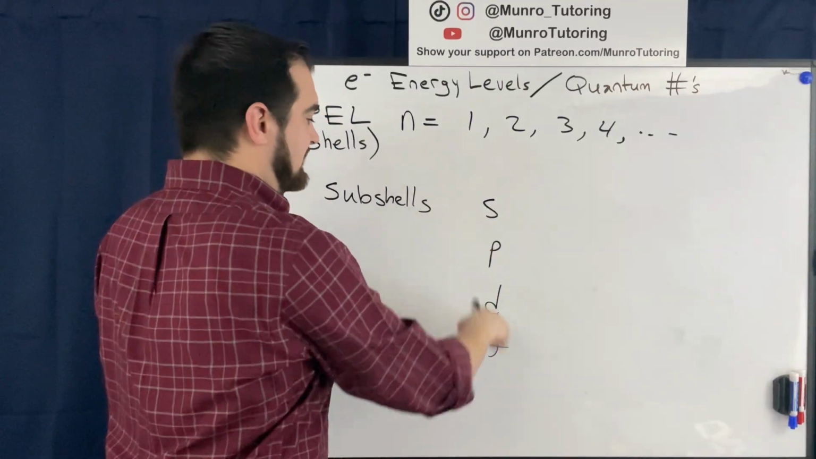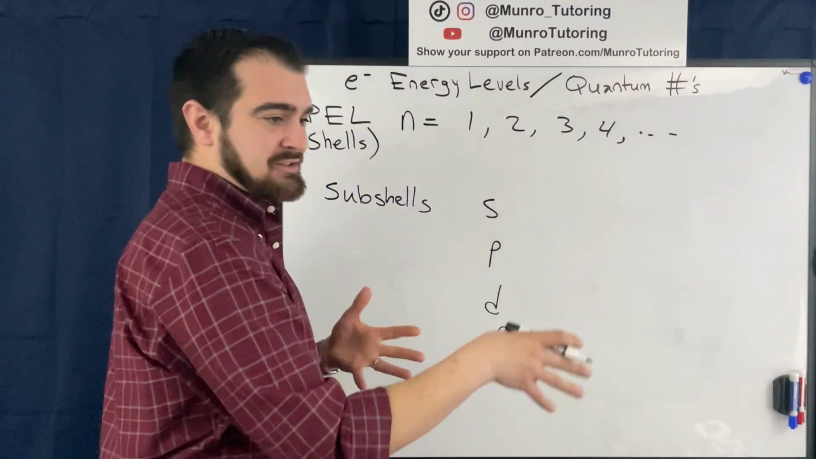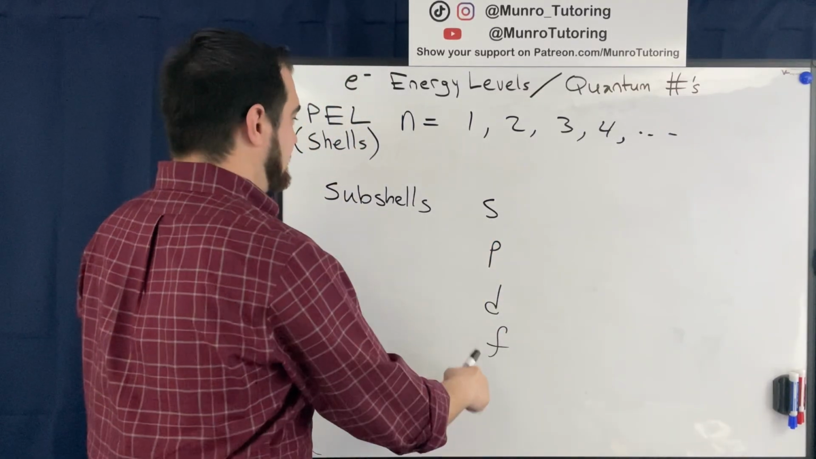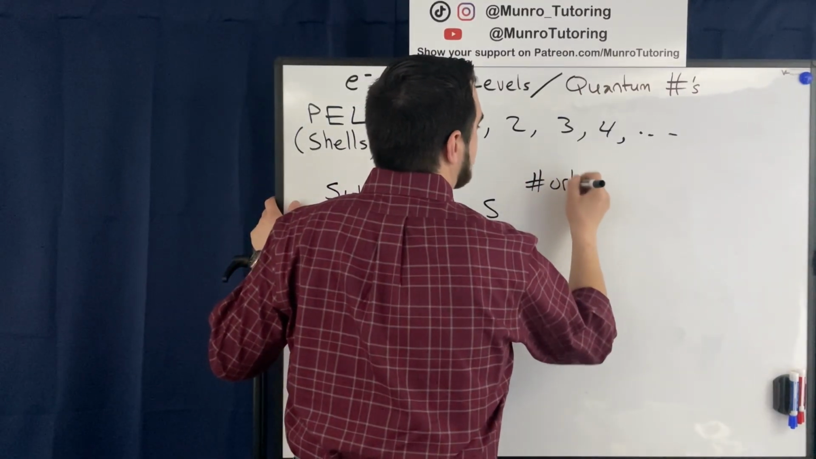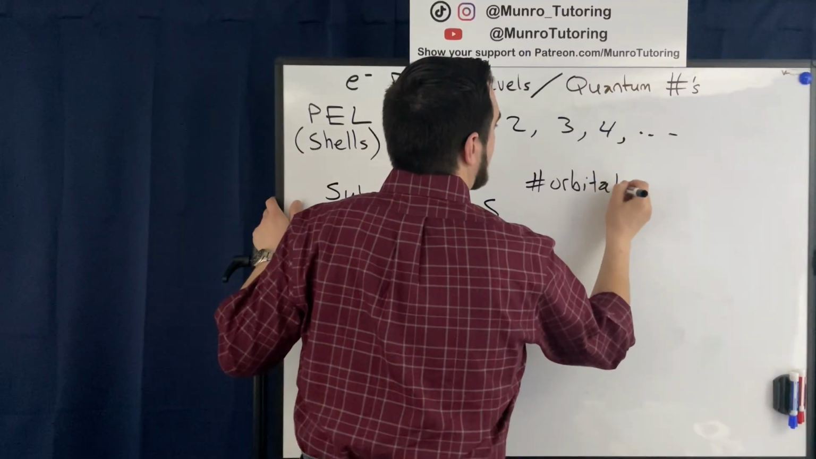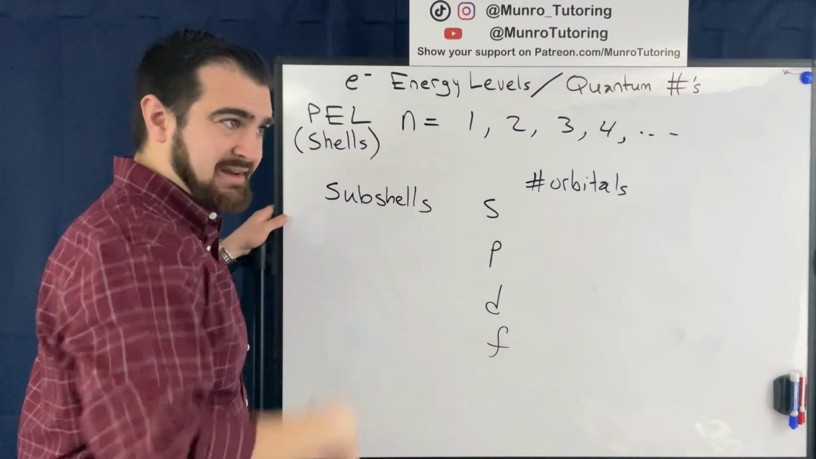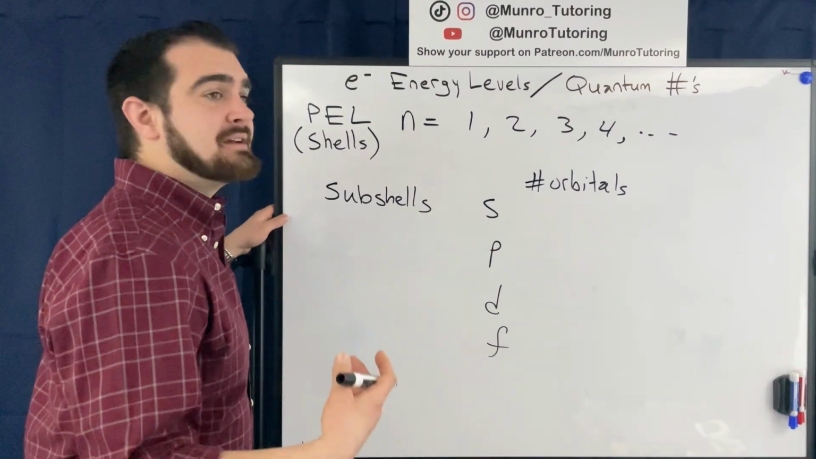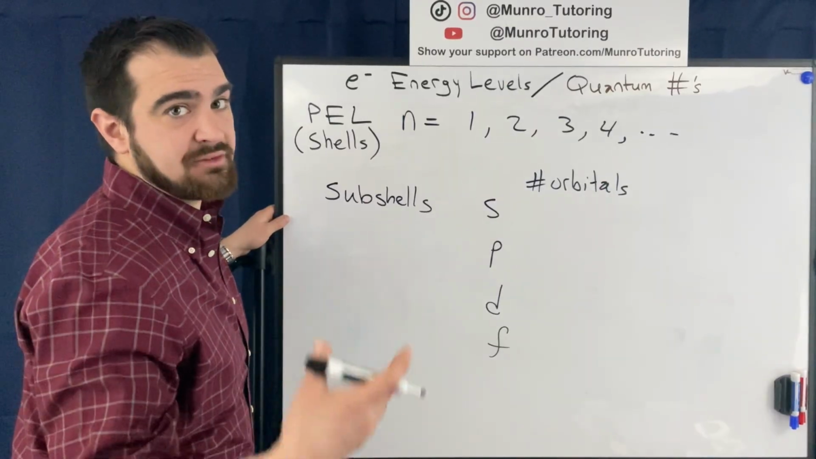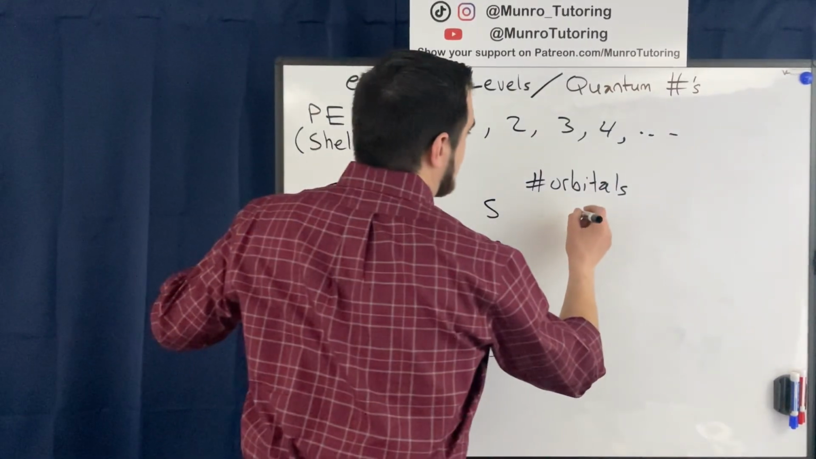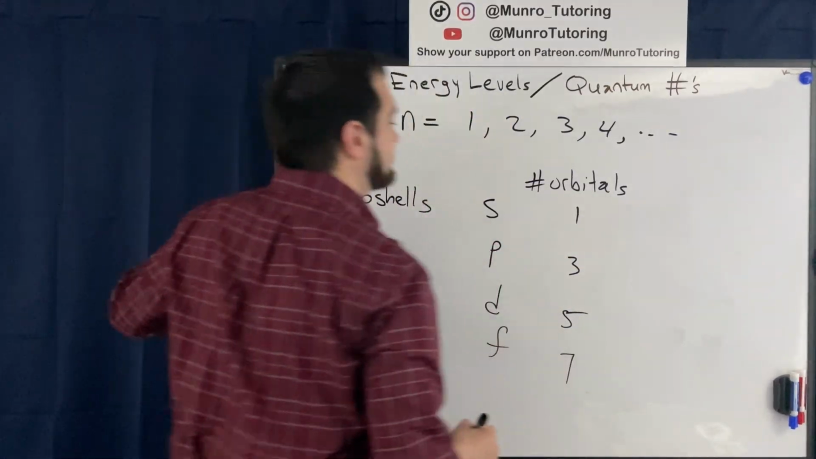So we have SPDF as the subshells. And by the way, this is all going to make sense in just a minute or two, so just bear with me. So we have SPDF subshells, and then the number of orbitals is just the first few odd numbers. So if you can just remember S and then PDF, like a PDF file, the orbital numbers corresponding to them are just the first few odd numbers: 1, 3, 5, and 7. Okay, so it's pretty easy. 1, 3, 5, and 7.